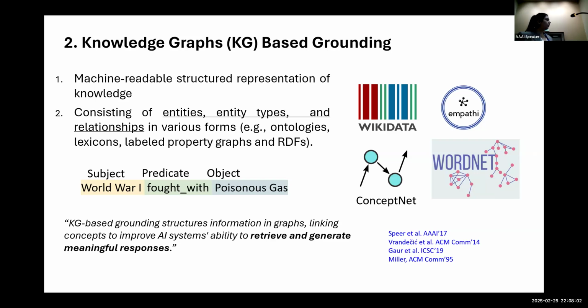So what is a knowledge graph? A knowledge graph is where we can show our data in entities and entity types, with various forms of relationships in the form of ontologies, lexicons, and labeled properties. Now, how can it be related to grounding? Knowledge-based grounding basically saves the information in graphs and links the concepts to improve the AI system's ability to retrieve and generate meaningful responses.